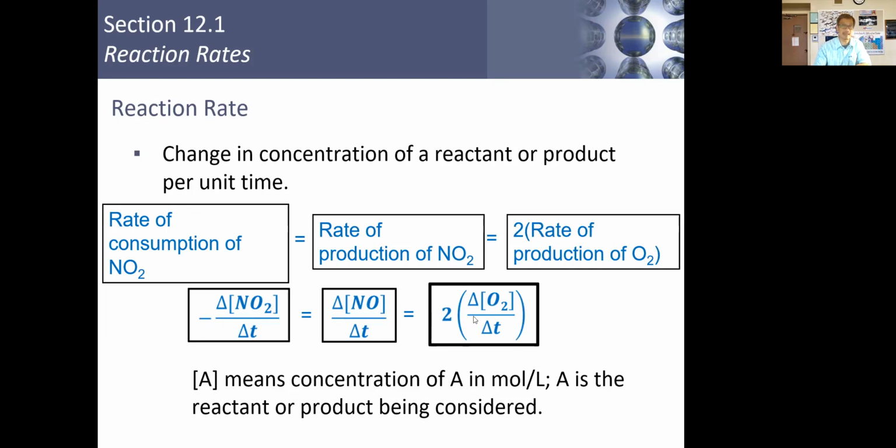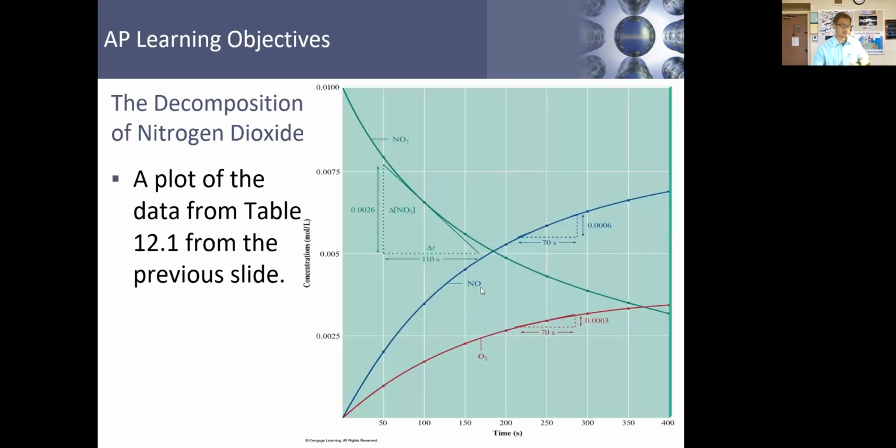The rate is going to be about half as fast as the two here, based upon the coefficient. Okay. All right. So let me go ahead and plot this here. Let's take a look at what we have.